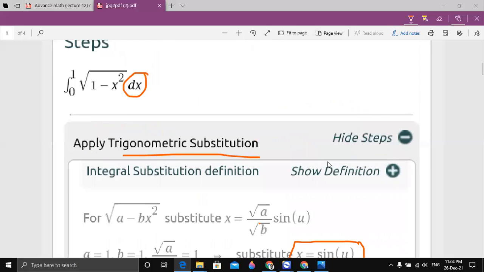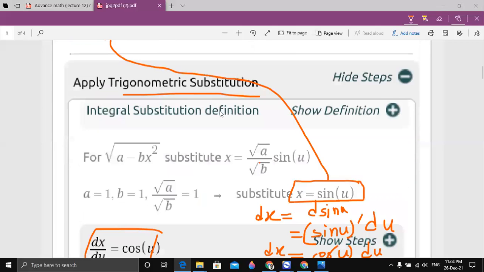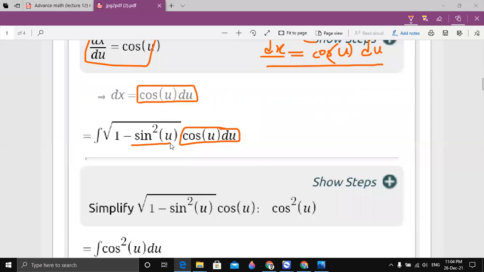X will be sine u, so I also substitute x equal to sine u here. So sine u, and we have a square here, that means sine squared u. So ultimately the integration of root over 1 minus sine squared u into cos u du. Can you understand how this line came?